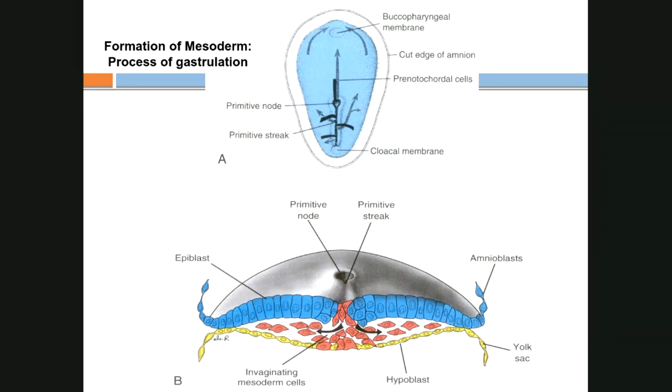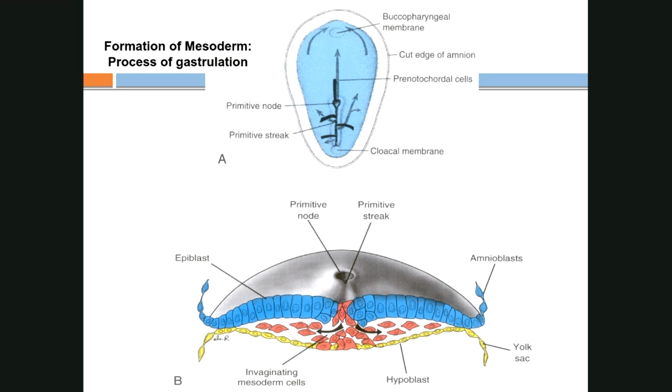So primitive streak ultimately gives rise to this particular mesoderm also. And in the cranial part, which is going up towards the head end of the embryo, this will form the notochord. So primitive streak is one of the very important structures. It fixes the whole structure of the body and the axis of the body even.